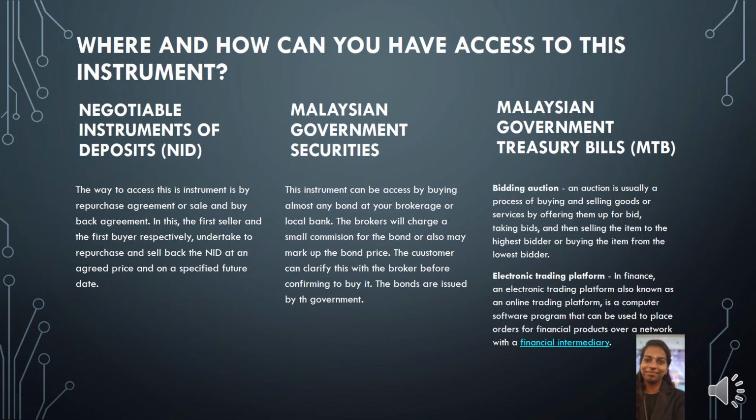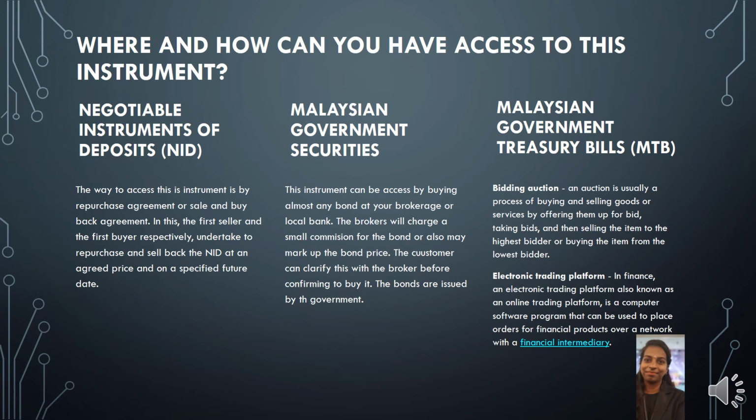My name is Kasturi. My matric number is 259068. I'm going to present about where and how we can access these instruments. For negotiable instrument of deposit, we can access NID by repurchase agreement or sale and buyback agreement. In this, the first seller and buyer respectively undertake the repurchase and sell back of the NID at an agreed price on a specified future date.